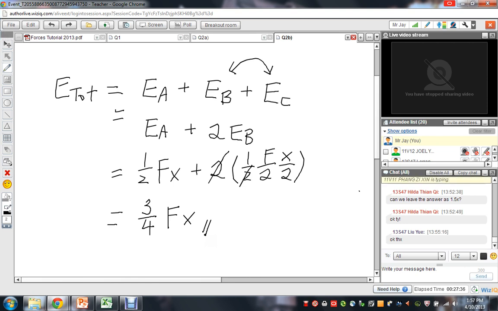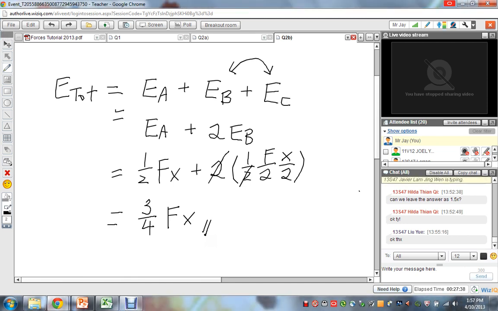So basically we just analyze how much energy each spring has, and then we tally it up to get the total energy stored.